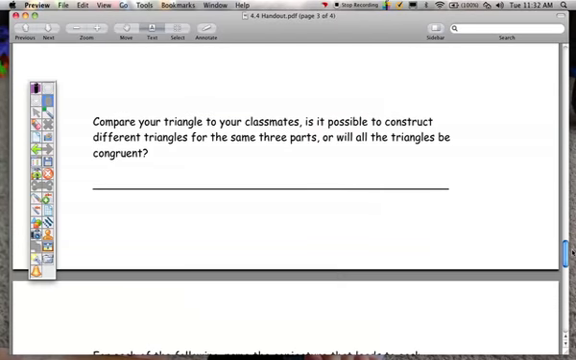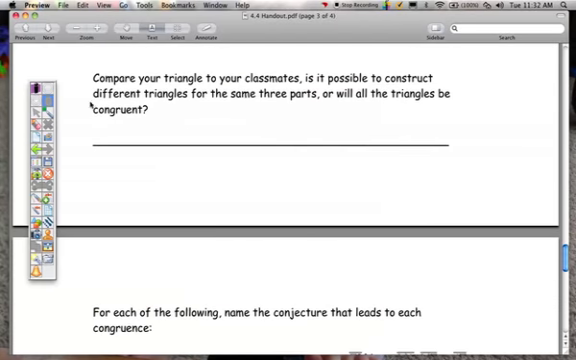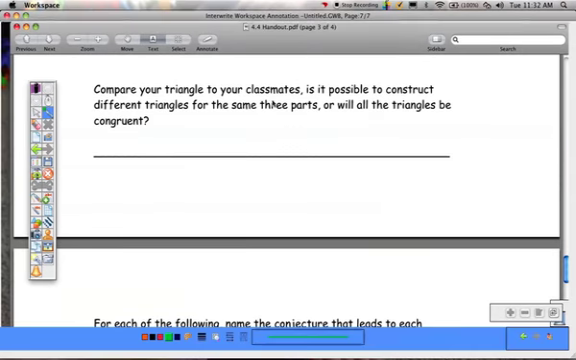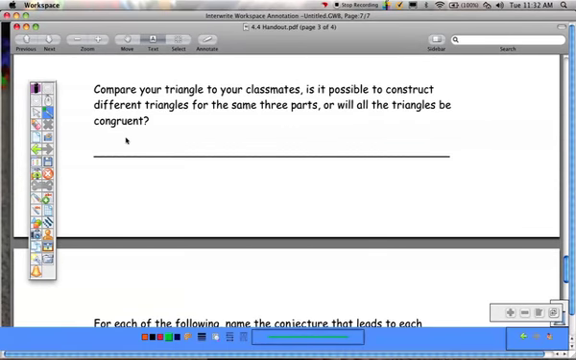And actually, it's possible to construct different triangles. So right here, will all the triangles be congruent? No, we can construct different triangles. So SSA doesn't work. It doesn't always work, I should say. And I apologize, my Mobi is not working.